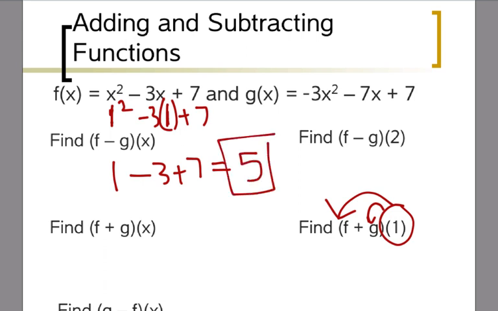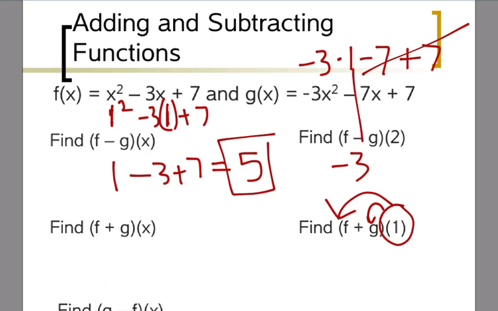Now I do the second one. So I get negative 3 times 1 squared, which is just 1, minus 7 times 1, which will just be 7, plus 7. So the 7's will cancel, and I'll end up with negative 3. So the second one was negative 3. So I just have to add those. That's what I'm being asked to do, 5 plus negative 3. So my answer is going to be 2.